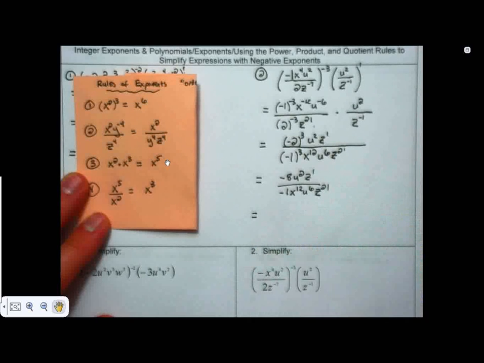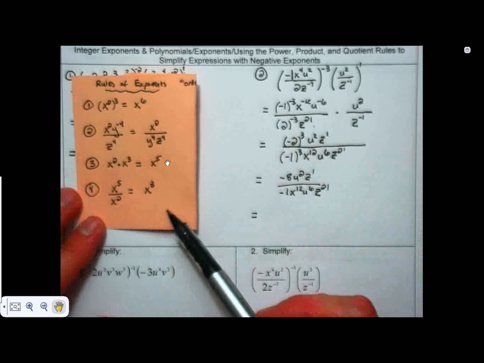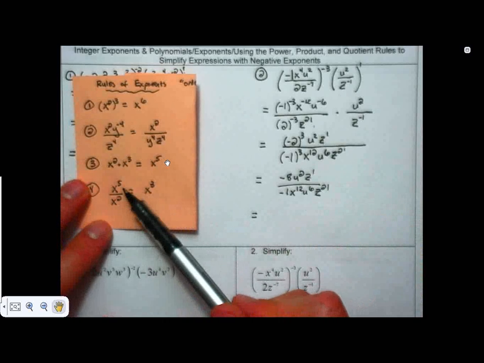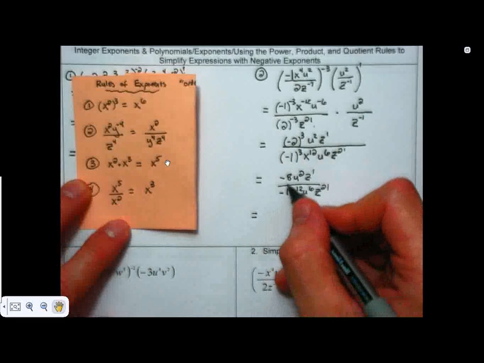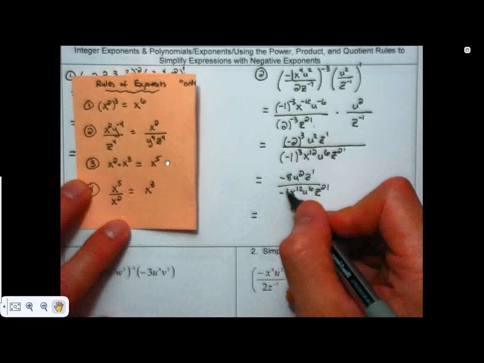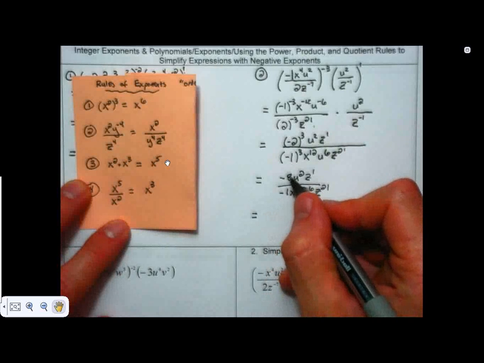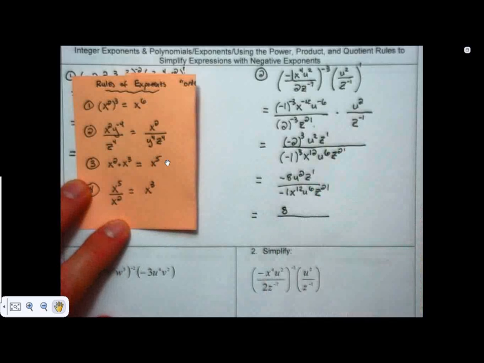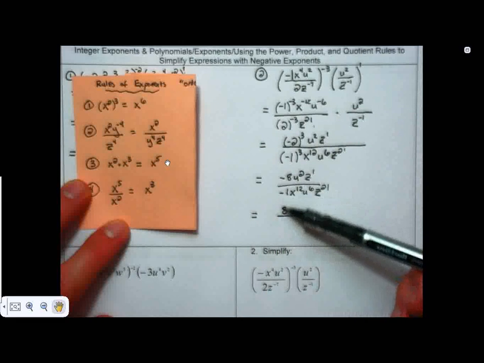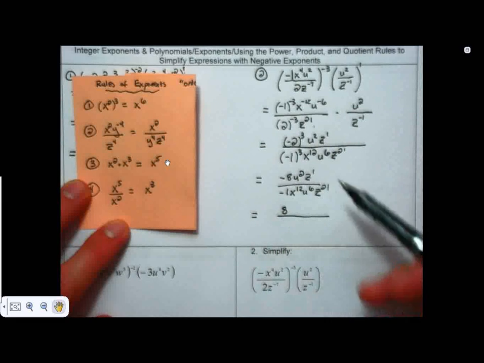And then the last thing that I'm going to do is apply rule number 4, which says if I'm dividing like bases, then I subtract the exponents. So notice also that I've got negative 8 divided by negative 1. Well, negative over negative just means that I end up with positive. And since I have just a 1 on the bottom, I don't even need to write it.